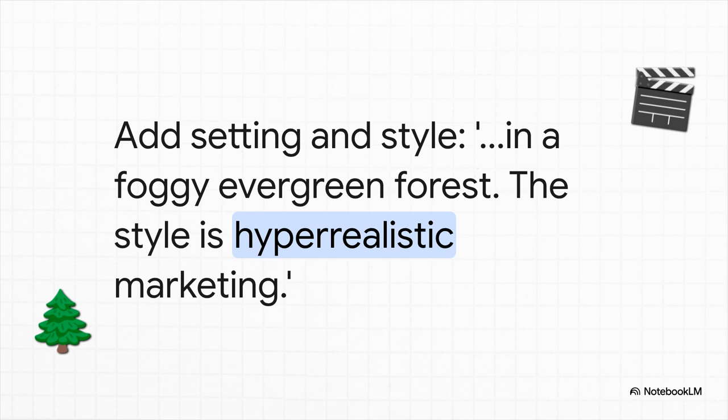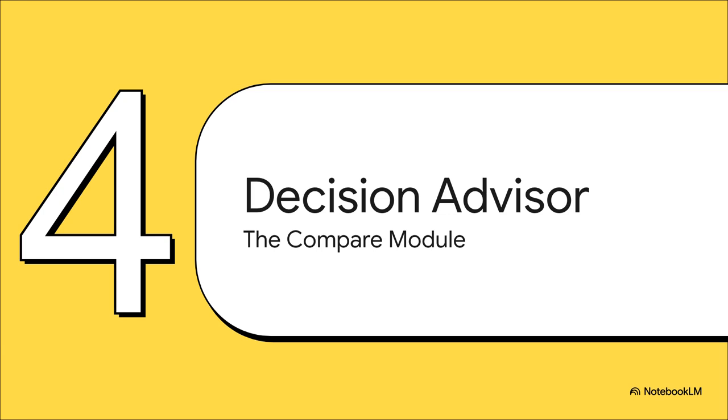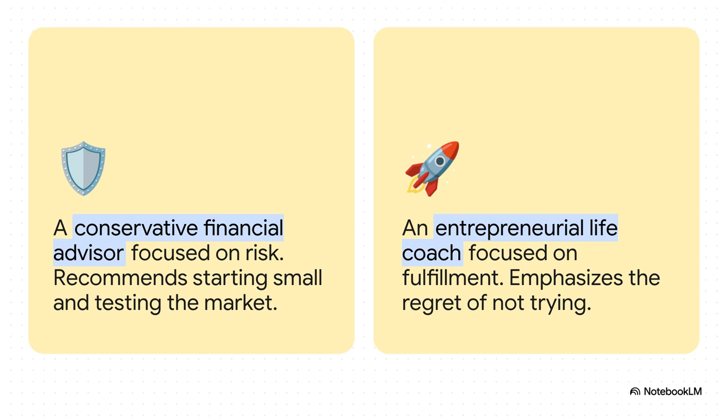It's art direction. Making big decisions is tough. You really need to see the problem from a bunch of different angles. And that, right there, is exactly what the Compare module is built for. This is so cool. You can basically tell the AI to become different experts and analyze a problem from their unique point of view. So here, we've got a super conservative financial advisor on one side, and on the other, an entrepreneurial life coach. They're both looking at the exact same problem, but giving you totally different takes.